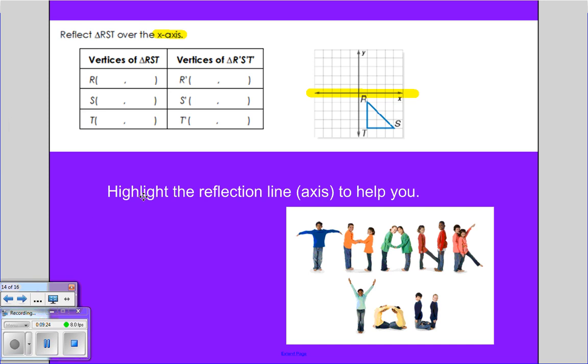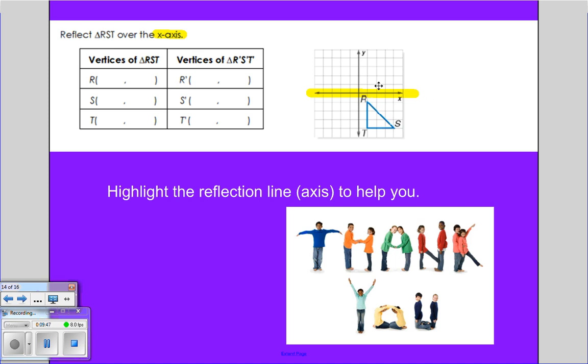All right, flipping this figure over the x-axis, triangle RST. First, we have to figure out what our original coordinates are. So we've highlighted the axis that we're flipping over, and that's a big help. It's a good strategy to highlight the reflection axis.